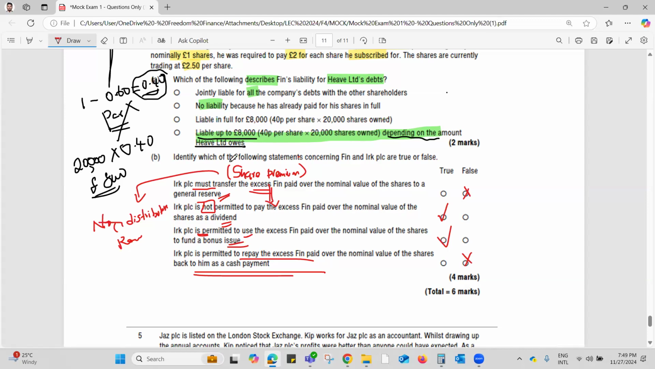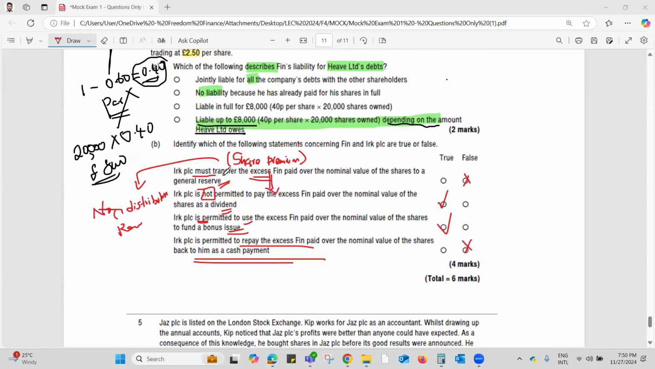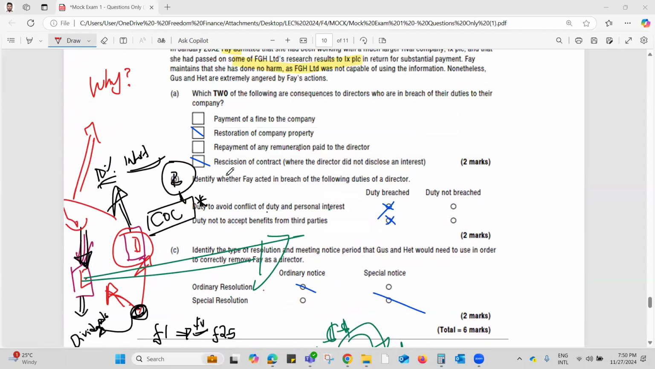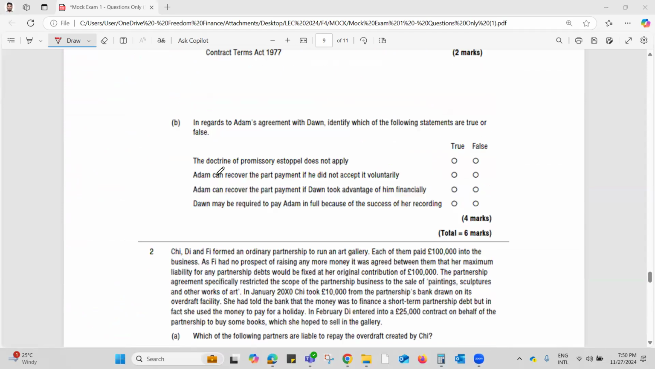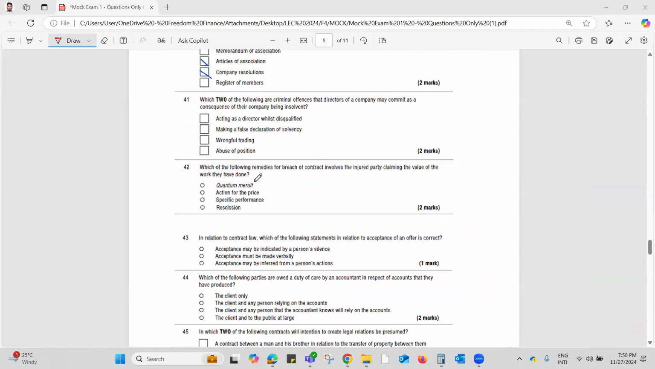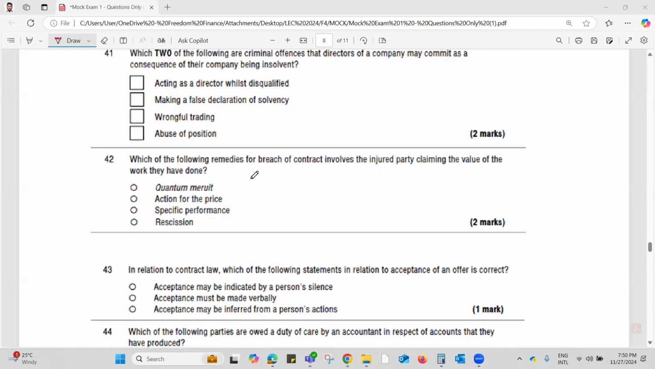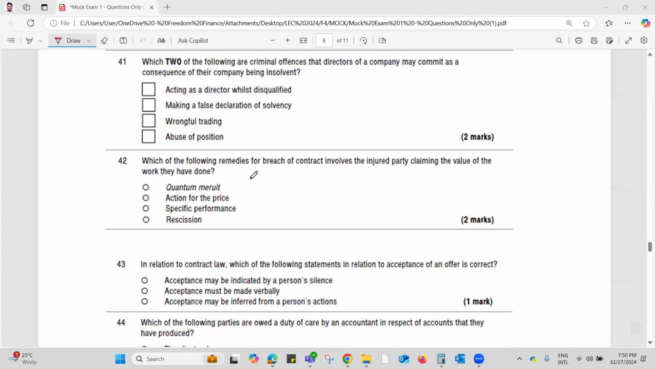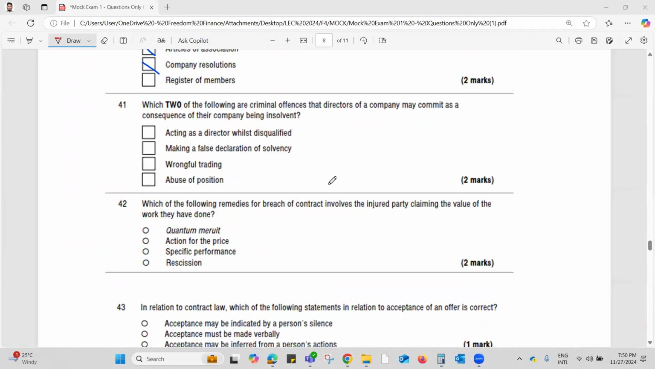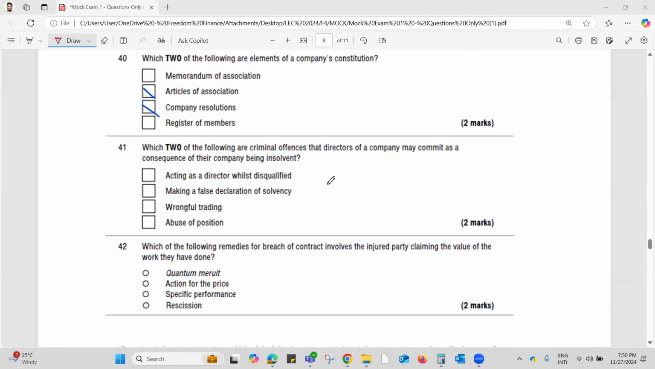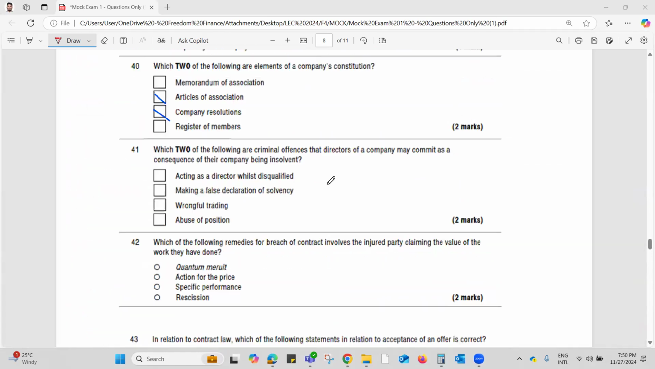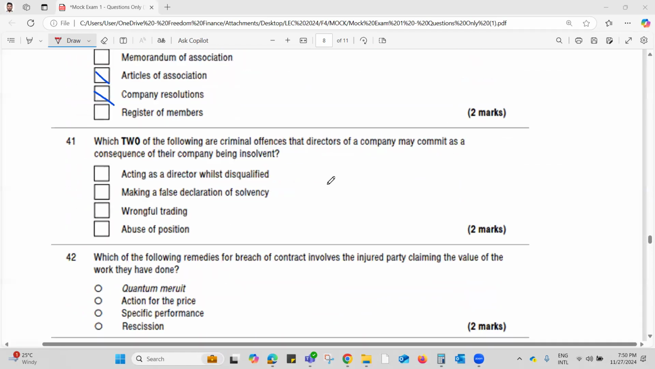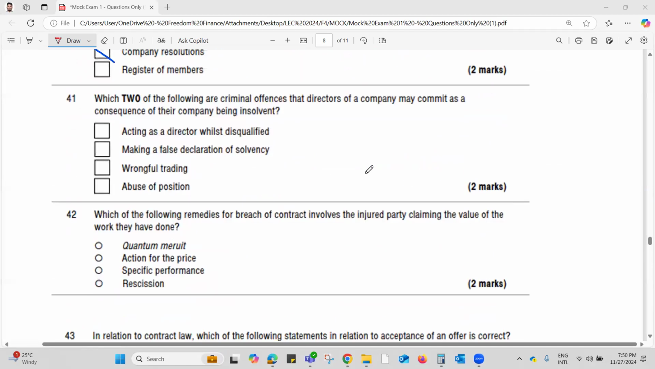Fine. So let's come to the fifth one. After discussing the next, there were a few questions that come from this area. Can you try question number 41 and 42?